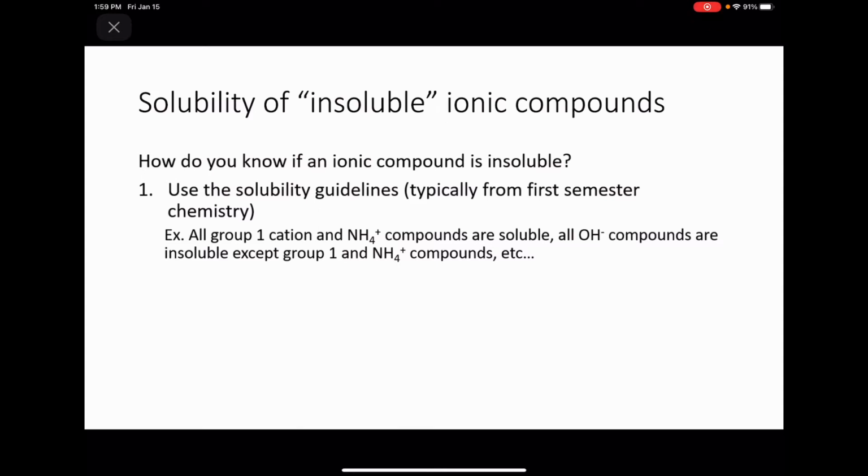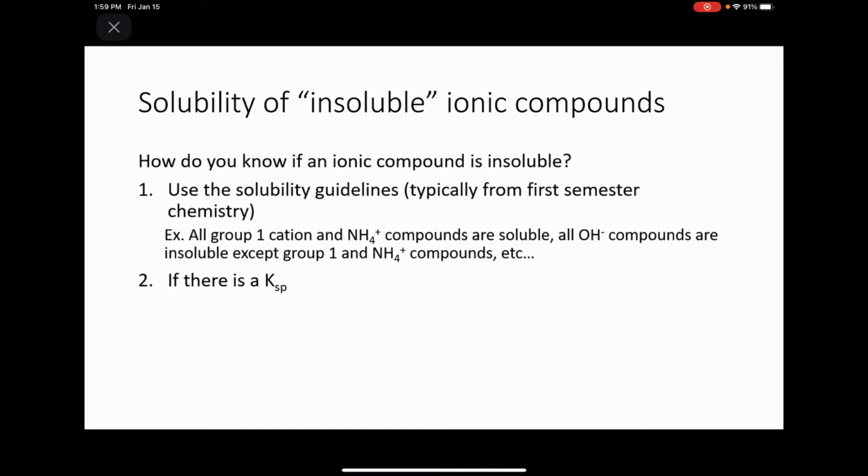If we have a hydroxide as our anion, they're all insoluble except when they are coupled with a group 1 cation or ammonium cation, and so forth. You can go on and say the sulfides are insoluble and nitrates are soluble except under these conditions, and halides are mostly soluble except if it's with silver, and so forth. So there are various sets of rules that you can go through to predict solubility. It's a nice little table, and it's easy to do.